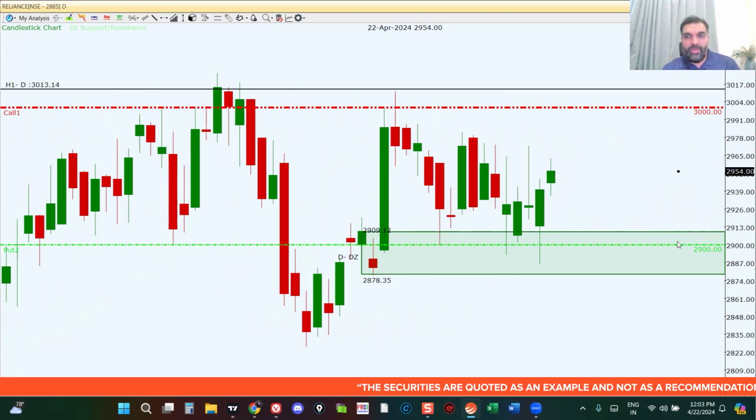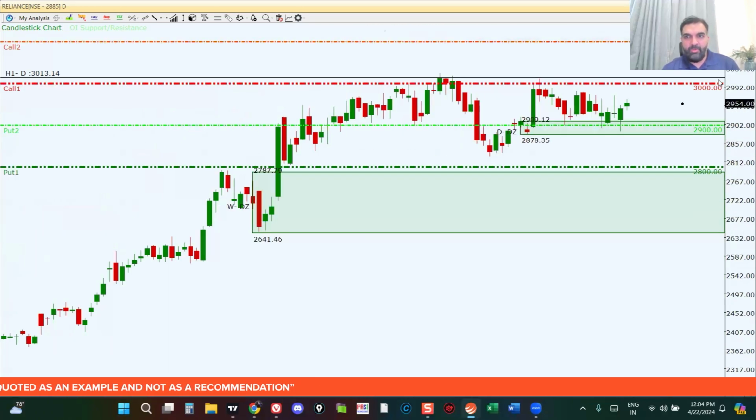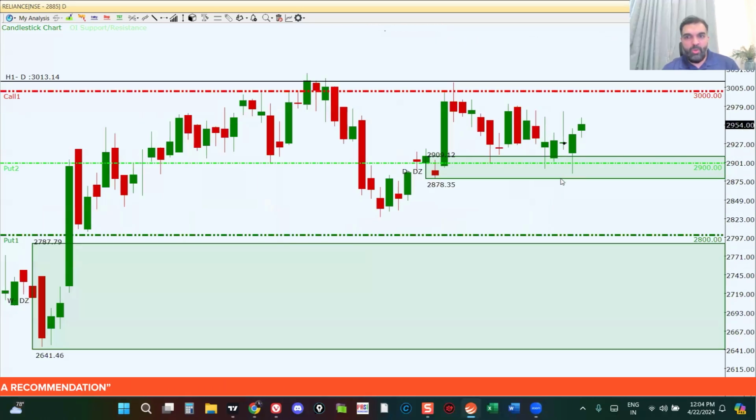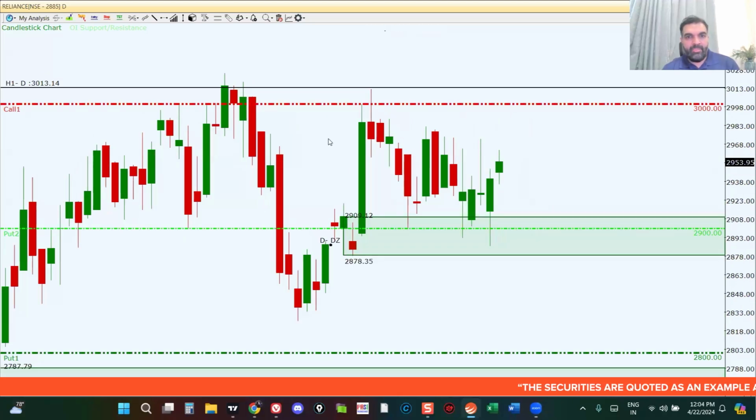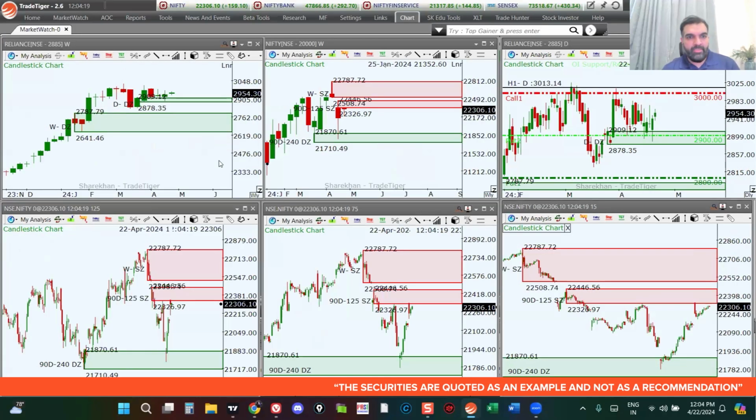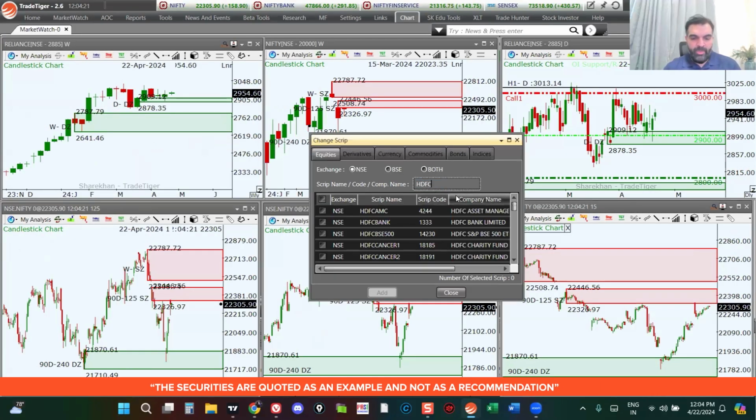And right now, 2,900 is the strongest support, and 3,000 is going to be the strongest resistance for Reliance. So if you're expecting the Reliance stock to move to the upside, then 3,000 can be the first possible exit. And thereafter, 3,100 based on the open interest level. So keep a close watch on this. And now let's move to HDFC Bank. So let's quickly look at HDFC Bank.